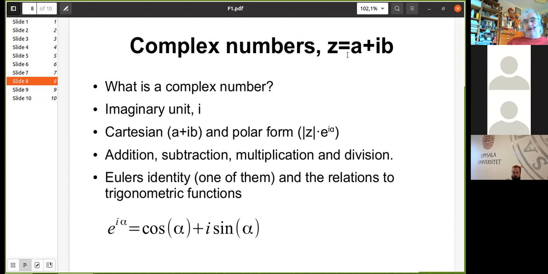Similarly, if we see a complex number as a vector, then we also have a Cartesian and polar form of that vector, just like normal 2D vectors. And complex numbers can be added, subtracted, multiplied, and also divided, even though division and multiplication is slightly more complicated than with real numbers. It's more or less the same thing.